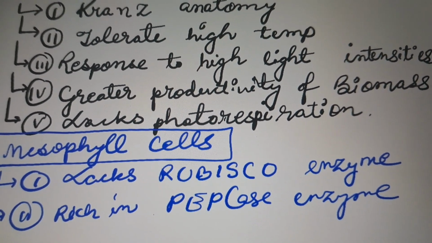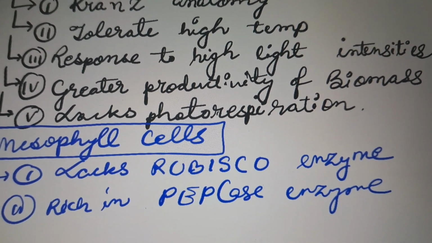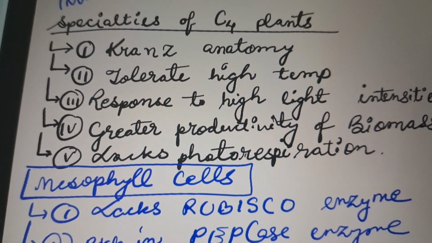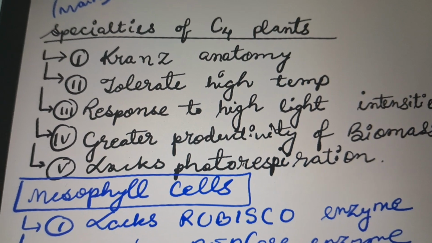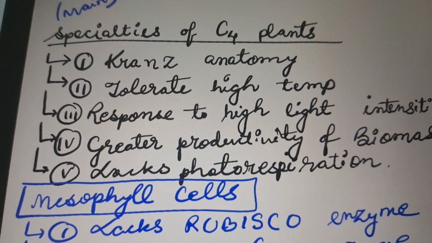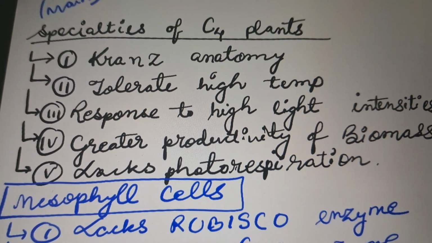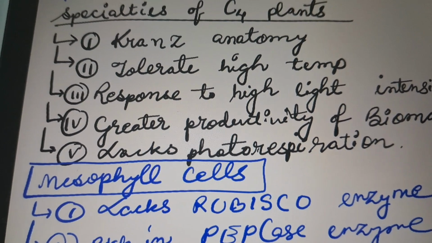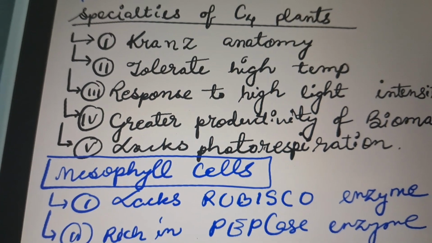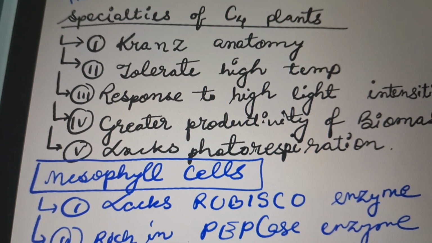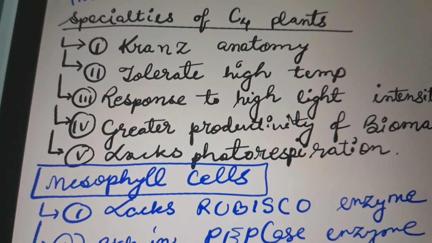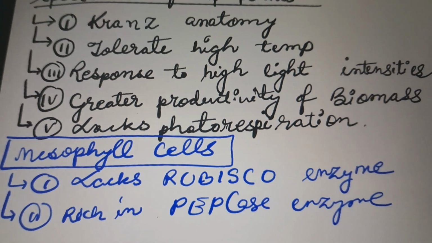So here in the C4 plants, the primary CO2 acceptor is a 3-carbon molecule, phosphoenol pyruvate, known as PEP, and it is present in the mesophyll cells. The enzyme responsible for this CO2 fixation is PEP carboxylase or PEPcase. Here, the first stable CO2 fixation product is a 4-carbon organic acid, a C4 acid, oxaloacetic acid, or OAA.